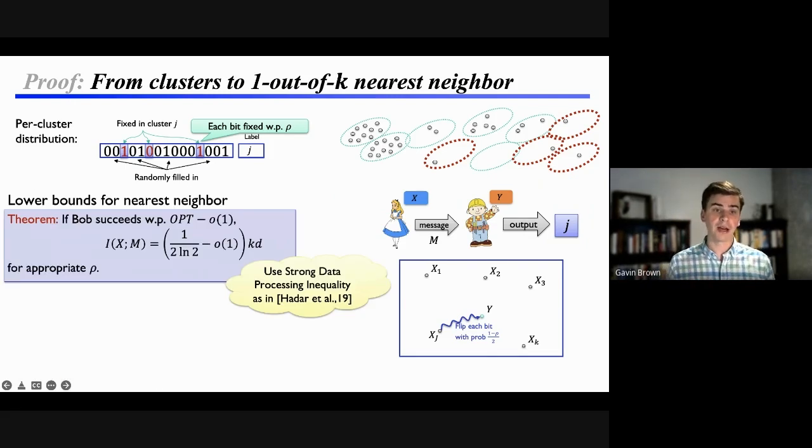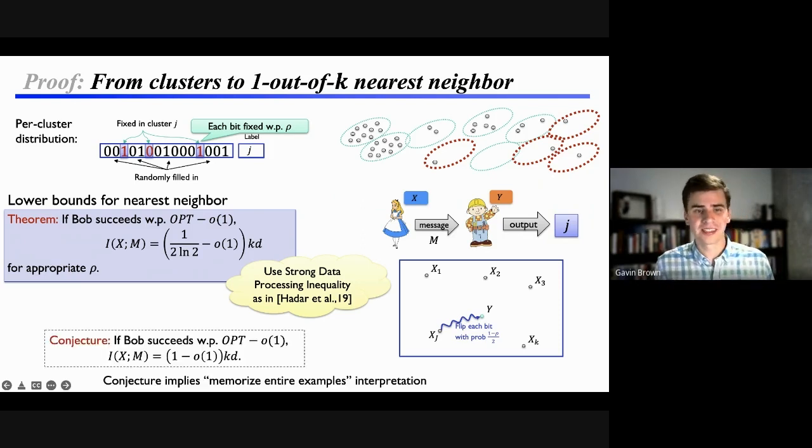We then prove lower bounds for this nearest neighbor problem, that if Bob succeeds with probability close to optimal, then Alice must reveal in her message a large constant fraction of the information she received about her data set, about her singletons. The proof uses a strong data processing inequality, analogous to its use in a paper by Hadar et al. proving lower bounds for the gap Hamming problem, which is a classic problem in communication complexity. Basically, this strong data processing inequality says that information is in fact destroyed when you run a sample through this binary symmetric channel.